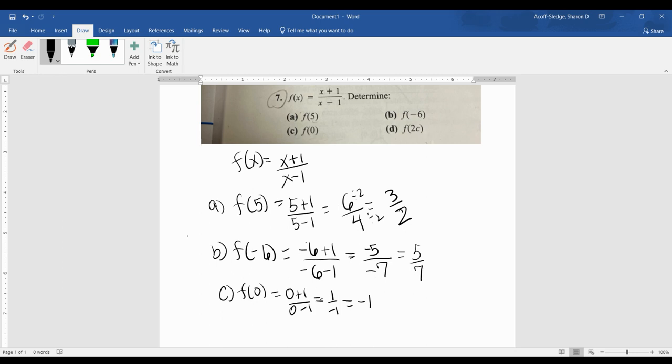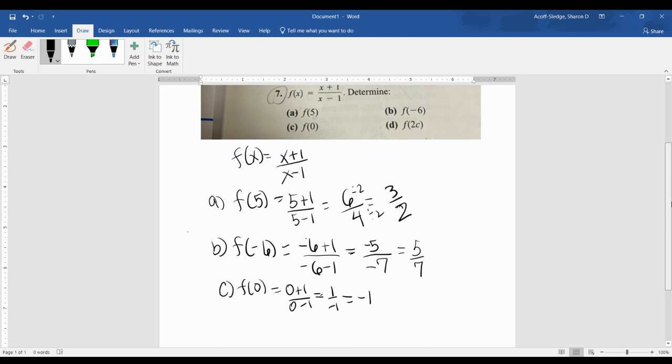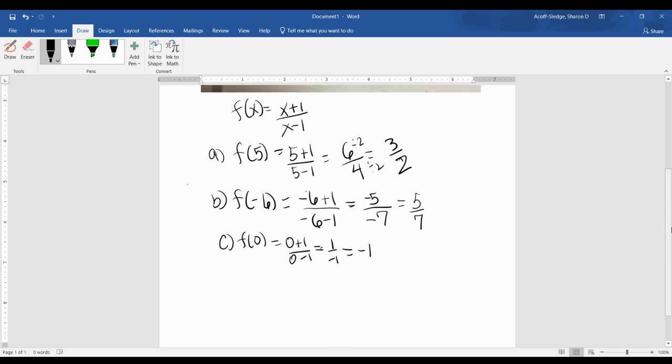Now the last one is f of 2c. So everywhere we have an x, we're going to put that 2 times c. So it's going to be 2c plus 1 over 2c minus 1. We don't need to do anything else. You can't combine anything, and you can't divide anything. So that's the answer.